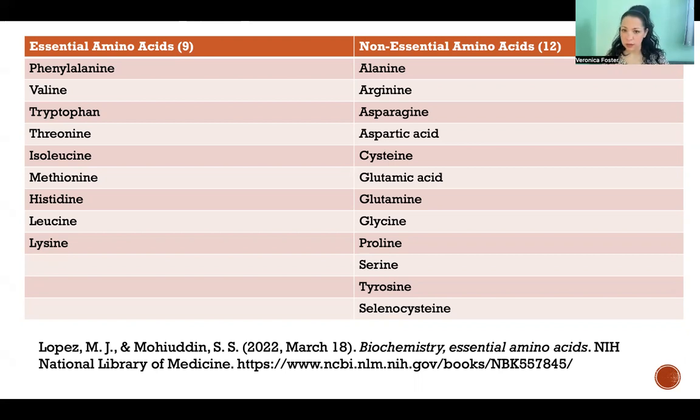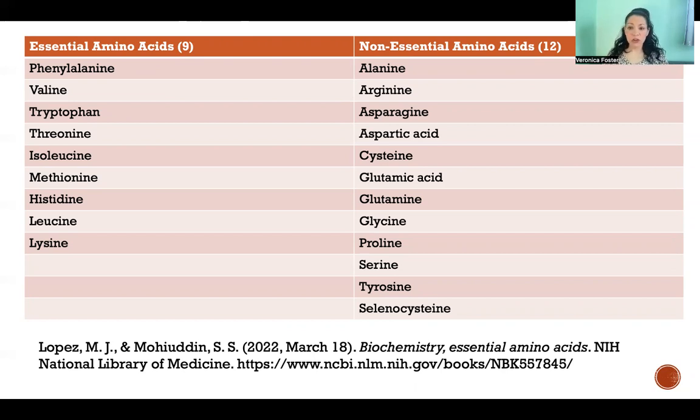That can be because either we're not producing enough of it, we're not producing a normal amount, maybe due to some kind of illness or some problem in the body, or it could be that we're producing the normal amount, but our body's need for that amino acid has increased under certain conditions.